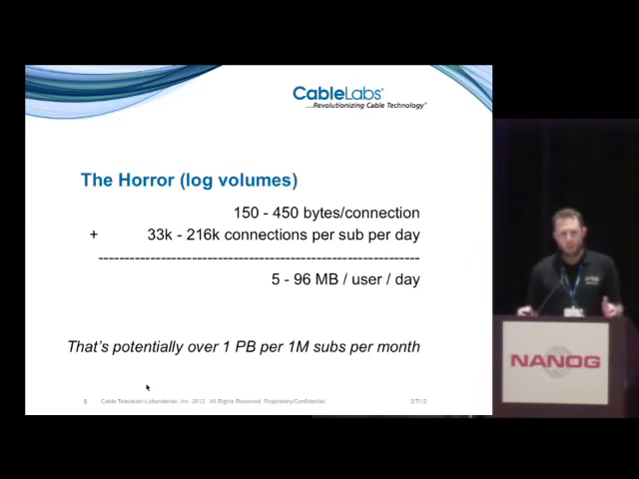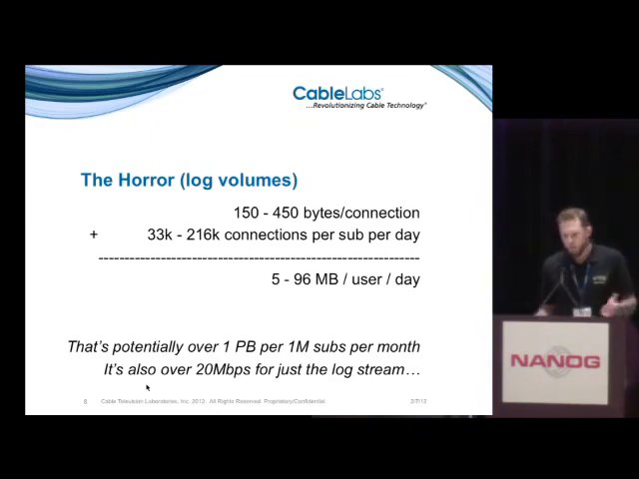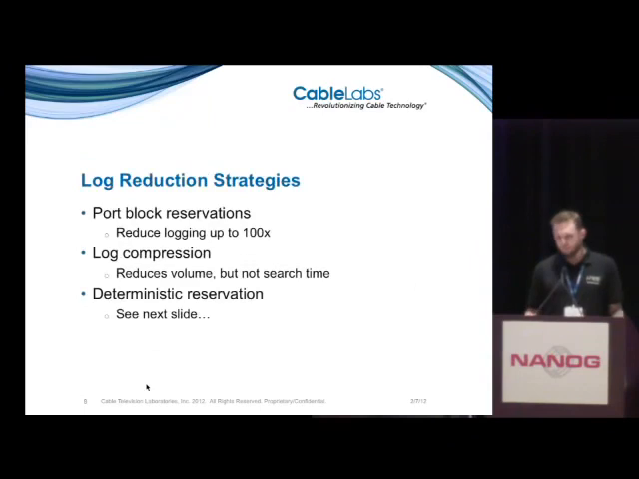which means we're talking about over a petabyte of data per million subscribers per month, right? I mean, it's massive amounts of data, and possibly worse than that. If you look at a CGN device that's maybe supporting 50,000 subscribers, you're talking about over 20 megabits per second of log data just coming off the device, just for logging. So obviously we have a problem here. This is really not a sustainable model. It's just not going to work. You cannot do per-connection logging on your CGNs if you have any kind of size in your network.